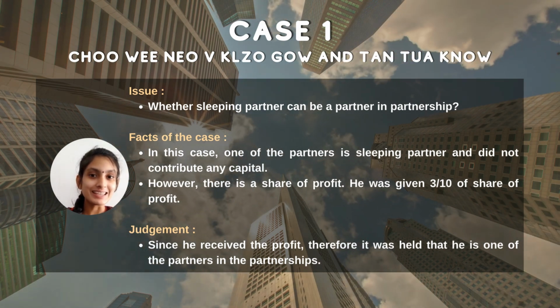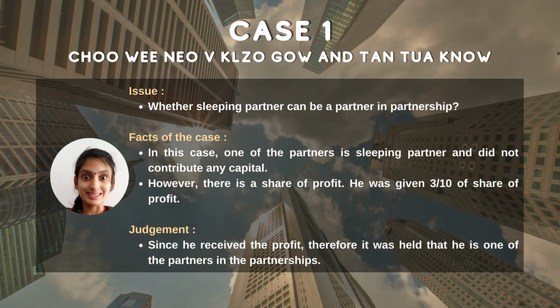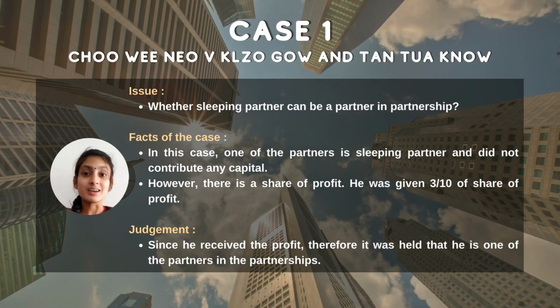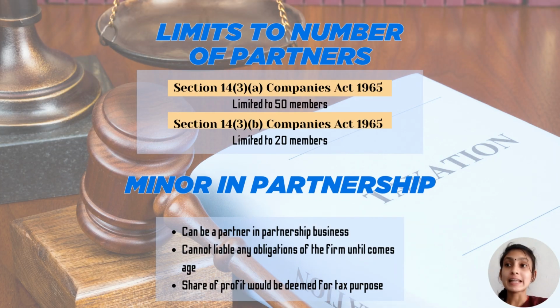Is it clear and easy to understand? I hope all of you easily understand what this case says. So let's look at the next content, which is limits to number of partners and minor in partnership.